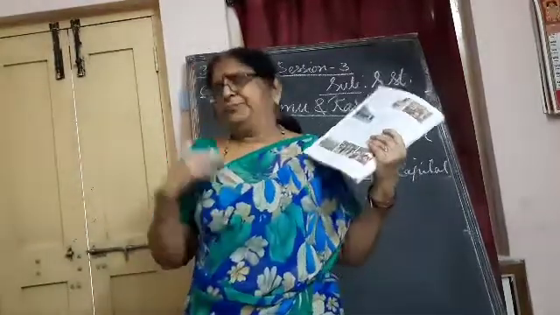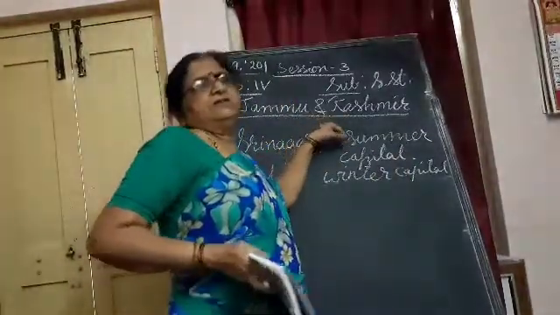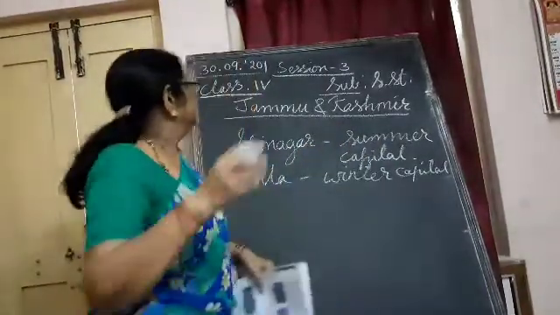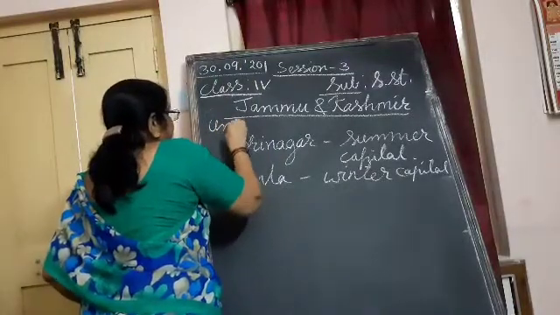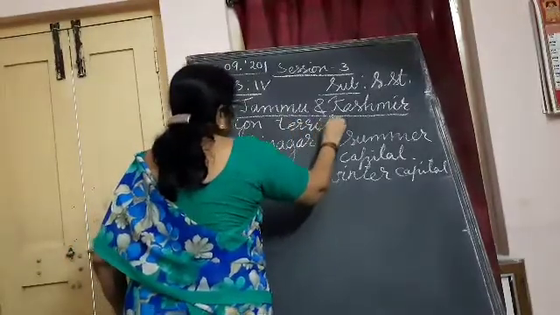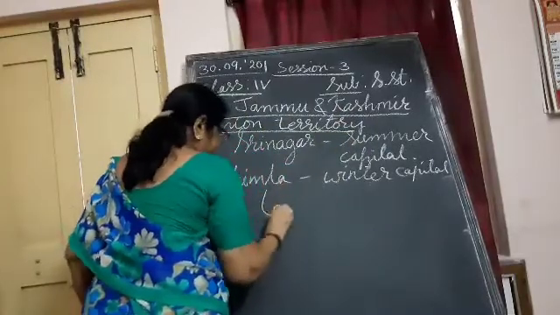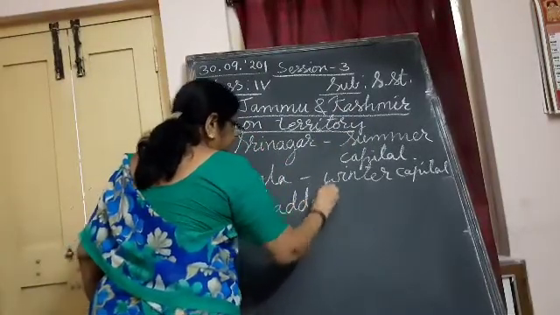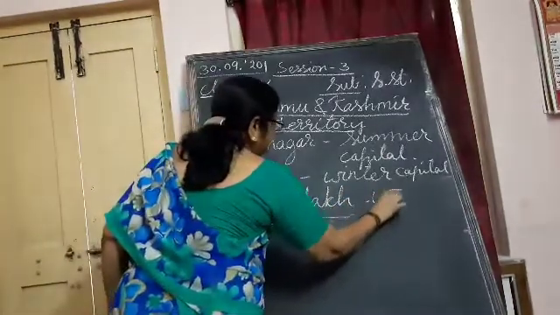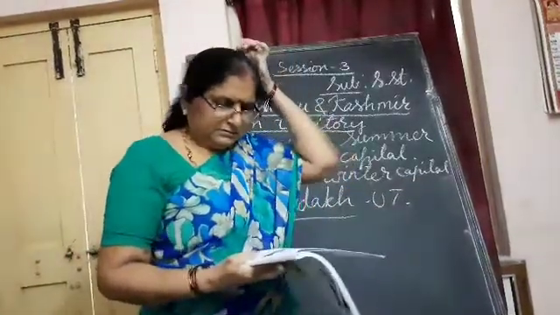But before 6 months, I can say, it was included in our states group. It was one of the states of our country. But now Jammu and Kashmir is a union territory. It is considered a union territory of our country. And even Ladakh, which I told you is a part of Jammu and Kashmir, is also a union territory. Okay.